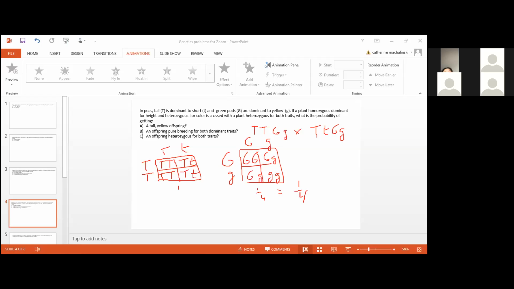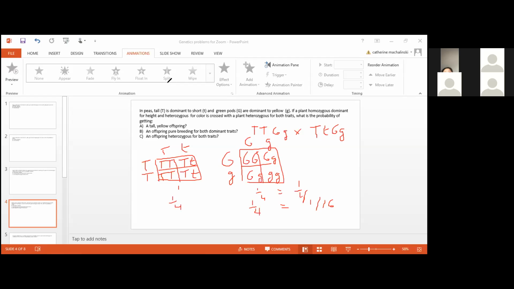B, an offspring pure breeding for both dominant traits. Well, pure breeding for the height would be big T. We got 1 out of 4 for that. Pure breeding for the dominant color would be big G. That happened 1 out of 4. So the answer would be 1 out of 16.